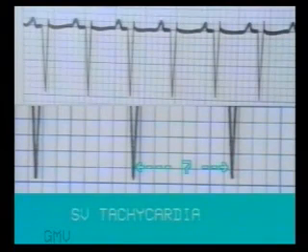This ECG shows tachycardia. The RR interval is 7 millimeters, so the rate is 210 per minute. This is much above the range of sinus tachycardia and is termed as supraventricular tachycardia or paroxysmal atrial tachycardia.